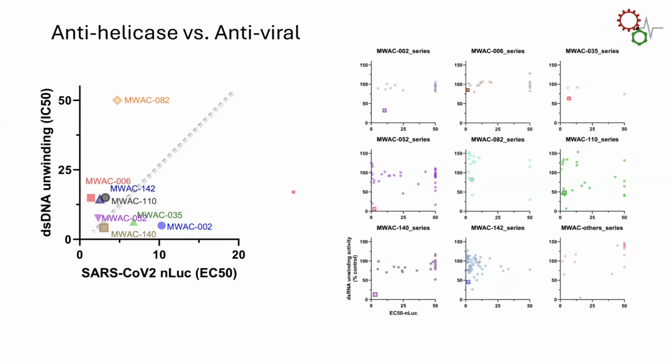One other thing I wanted to briefly touch upon is anti-helicase versus antiviral. In an ideal world, you might want to see a nice correlation between unwinding activity and cell-based activity. You can see some clusters of our hit compounds. This is by design, because we selected compounds showing a nice IC50 and a nice AC50 at the same time.